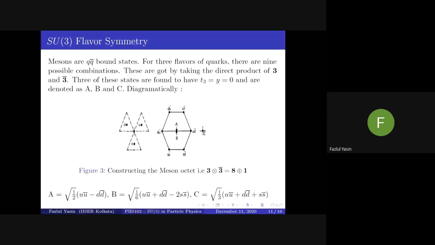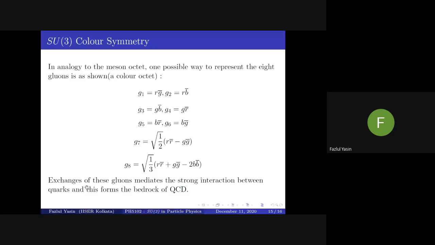it is found that it cannot be a mediator between color charges, because if it were, it would imply that the strong interaction between colorless hadrons has infinite range, which is definitely found not to be the case. And these gluons are important because in the theory of QCD, exchanges of these gluons mediate the strong interaction between quarks and basically form the bedrock of the theory of strong interactions.